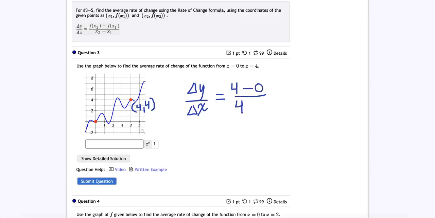4 minus 0, and it turns out that the average rate of change from one red dot to the next is simply 1. Now that makes sense for a slope if you have a line, but here we have a squiggle. So what's going on here? So what the case is that if you were to connect a line going from one red dot to the next red dot, this yellow line here is going to have a slope of 1 because it goes through (0, 0) and (4, 4).